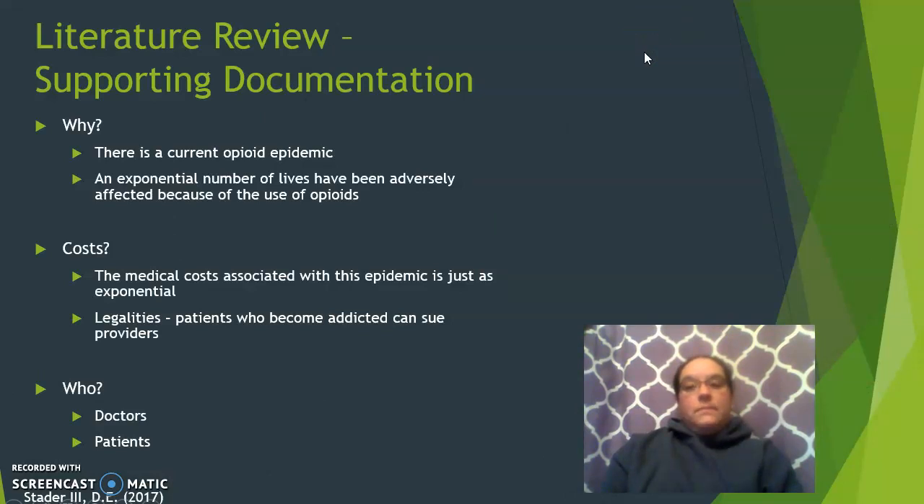Why is this program needed? As, again, an overview, this program is needed because there is a current opioid crisis in America. The CDC has reported that nearly 500,000 Americans have died from an opioid-induced overdose between the year 2000 to 2014. Financial impact is just as equally mind-blowing. Insurance companies have spent approximately $78.5 billion a year on the non-medical use of opioid pain relief. There have been states that have made it possible for patients to sue providers for damages that may come about due to their addiction.